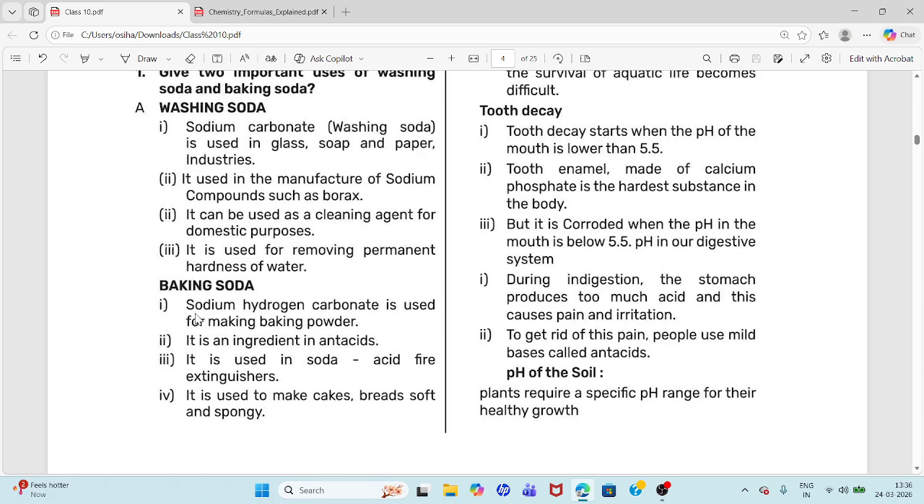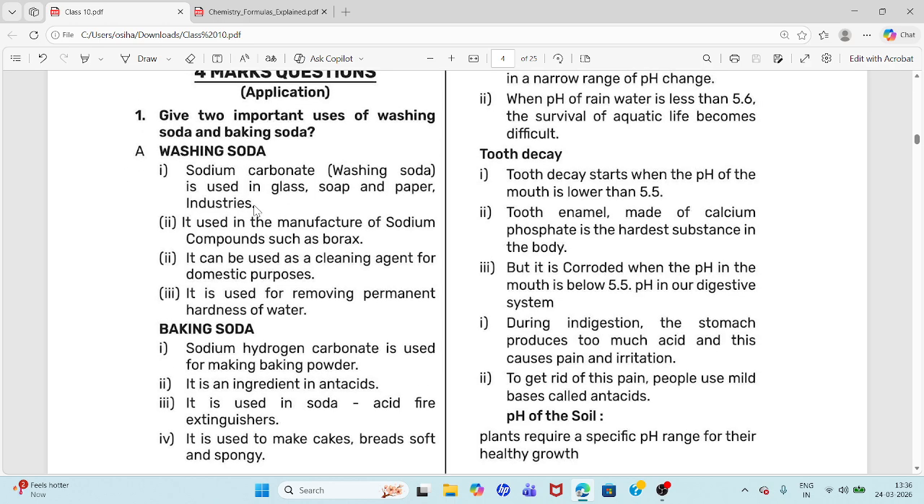Baking soda. First point, sodium hydrogen carbonate is used for making baking soda. Second point, it is an ingredient in antacids. Third point, it is used in soda acid fire extinguishers. Fourth point, it is used to make cakes and breads soft and spongy. So we have learned washing soda and baking soda uses. Okay, learn again.